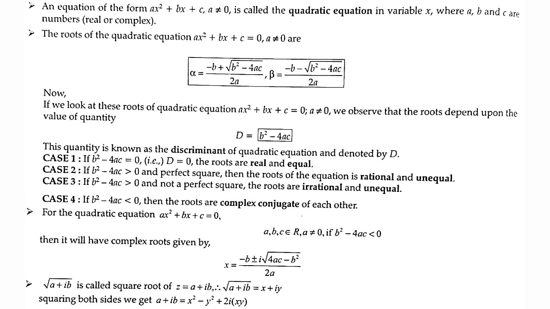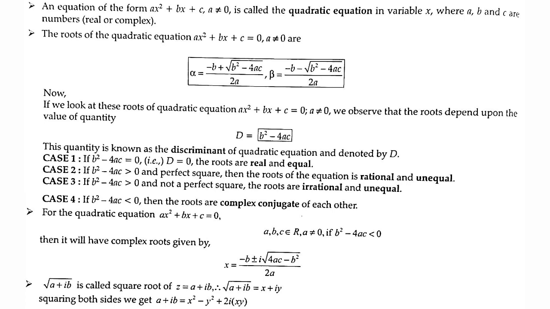In fact, the roots of the quadratic equation ax square plus bx plus c is equal to 0, where a is not equal to 0, are alpha is equal to minus b plus square root of b square minus 4ac divided by 2a, and the second root beta is equal to minus b minus square root of b square minus 4ac upon 2a.